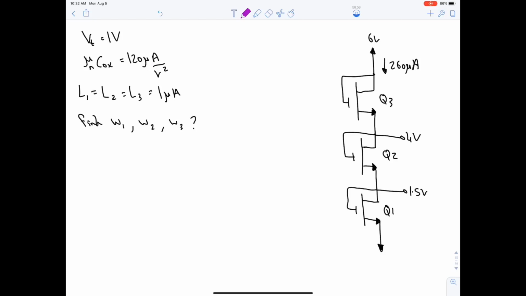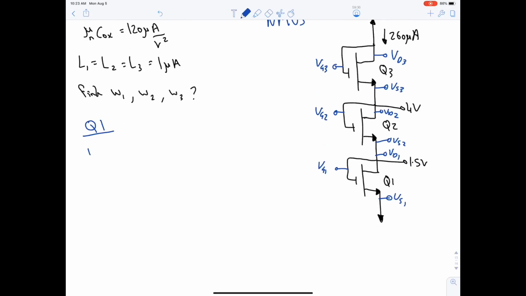So all 3 MOSFETs are of type N. They are NMOS. This is VS3, this is VD3, this is VG3, VG2, VG1, VS1, VD1, VS2, VD2. Okay, so we need to find only the width for each MOSFET. Let's begin with Q1. They are all in saturation.